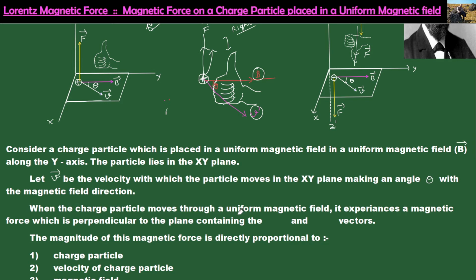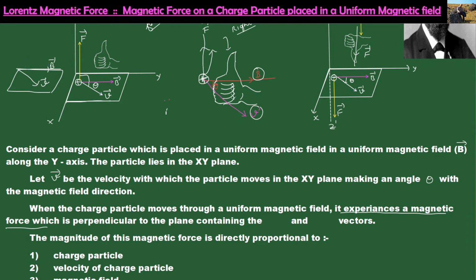So when the charge moves through a uniform magnetic field, what did I say? It will experience a magnetic force. And this magnetic force is always perpendicular to this plane. If I have a plane, this is my plane containing the v, the velocity vector, and the magnetic field vector.